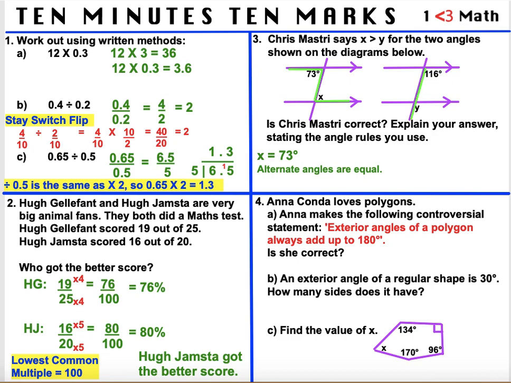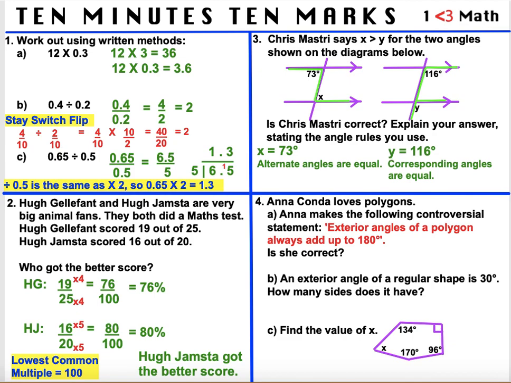Now for the second diagram, we need to work out y. So we can spot the F there. We've got an F angle, and when we've got an F angle, we can say, right, first of all, y equals 116 degrees, and that's because corresponding angles are equal. So the rule there, very important, corresponding angles are equal for F angles.